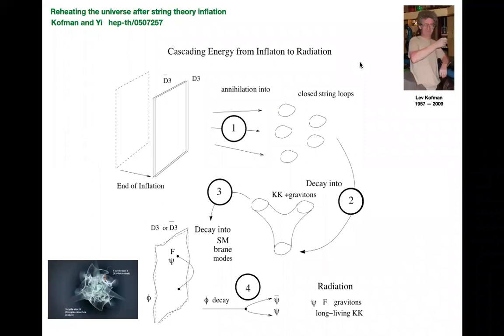So Lev Kaufman with Yi a long time ago pointed out this is sort of a cartoon of how a UV complete theory of inflation might work. This is one of the simple ones. So you have two D branes, they're trying to collide with each other. Once that happens, they produce these closed string loops. That leads to KK modes and gravitons, but then those need to go to the standard model sector. And you can imagine there are many standard model sectors. Some are hidden and some are not. And this picture obviously is quite complicated. And this has not really been worked out in detail.